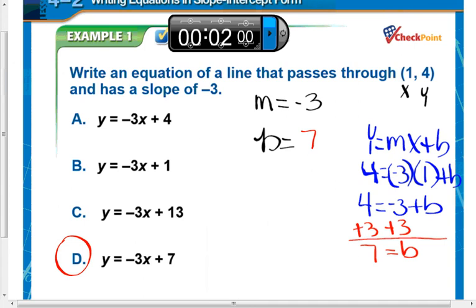Ladies and gentlemen, the answer is D. Okay? So originally, step 1 is figure out what your slope is, what m is. Well, they actually tell you. So you just write that in. M is equal to -3.